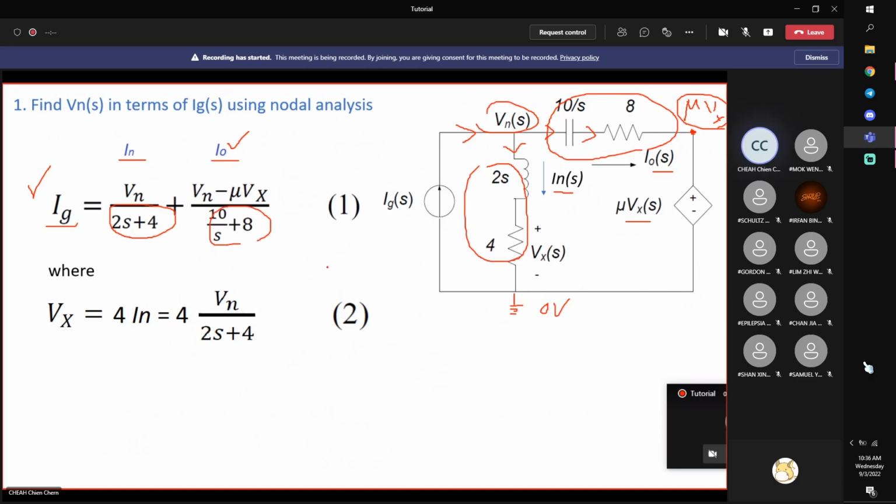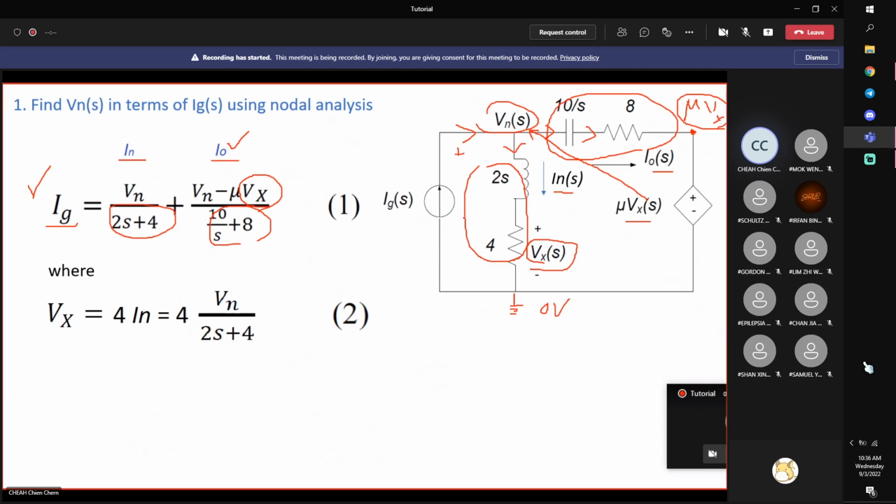Okay, after that, notice that there's still this Vx, right? Remember, your nodal analysis is to find this node voltage. Anything that is not expressed in terms of node voltage, try to relate it to your node voltage. Then you look at Vx. Vx is defined here. Vx is the voltage across the 4 ohm resistor, right? Which means that you can use voltage division law to get Vx, right?